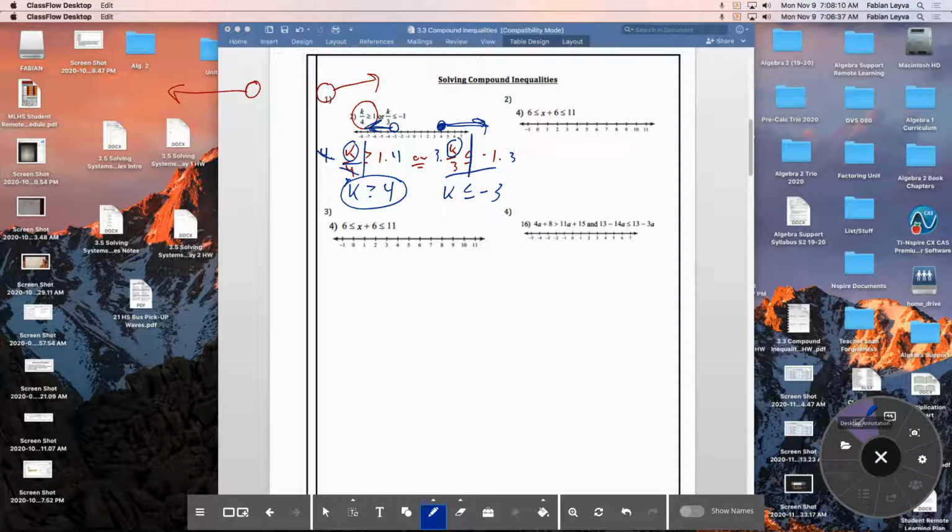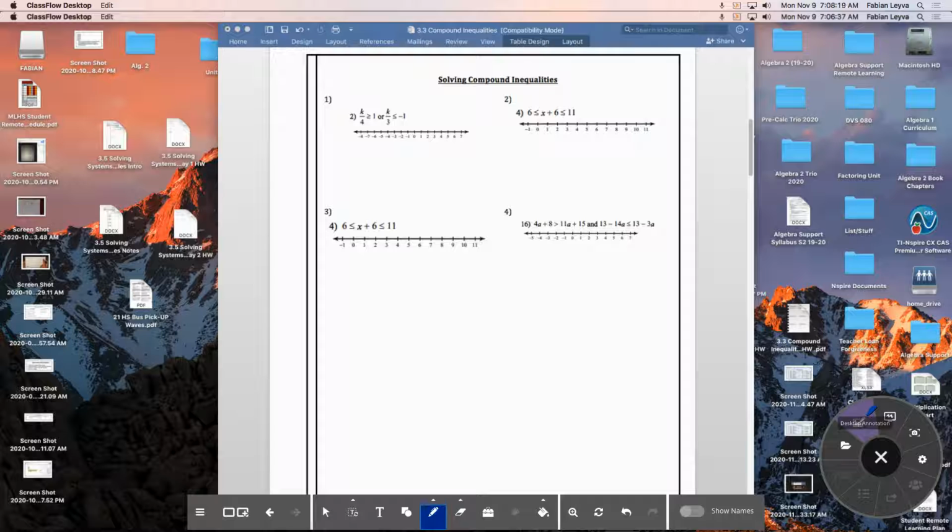So are these problems a lot different than what you covered before? No, there's just, how would I say, 2 problems in one. You're doing 2 problems in one, exactly. So let's do the next one.